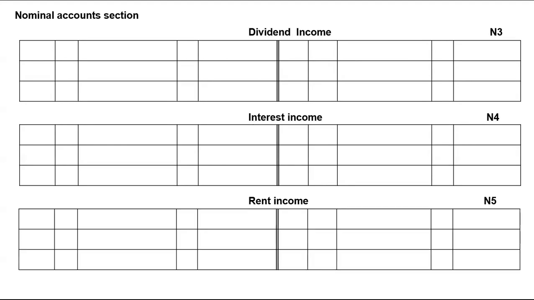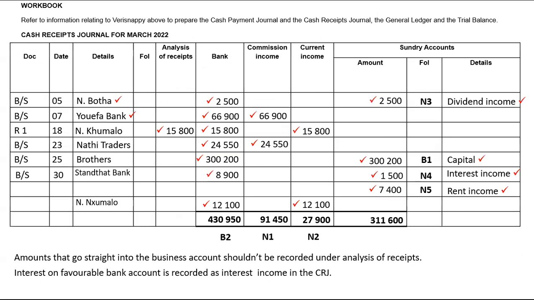And the third account is dividend income. That's why we named it N3, and it goes on up to N5. So that's where all these account names come from. You'll note that capital is named B1 because it was under the financial position account section 1, and B2 will be the whole of your bank column. So the total of your bank column will be in B2. So it must go to the bank account, which is balance sheet account number 2.